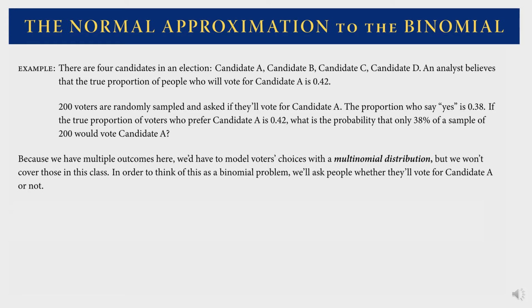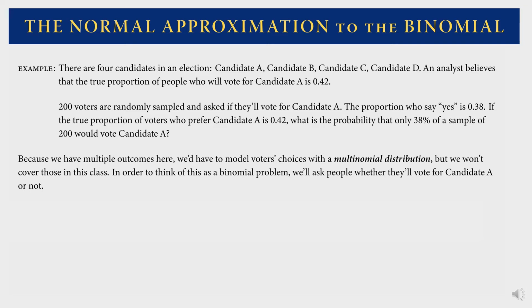Here's an example. An analyst thinks that 42% of people support a political candidate. So if you randomly drew someone from the population, there is a 0.42 probability that they would vote for candidate A. And obviously, we're restricting the population to voters in this example. But this analyst thinks that the probability of supporting candidate A is 42%. They poll 200 people, so they take a sample, and only 38% of the sample supports candidate A. Is this an unlikely result?